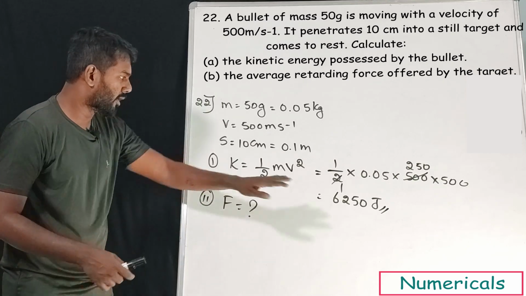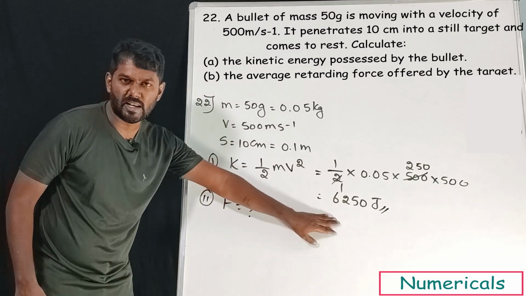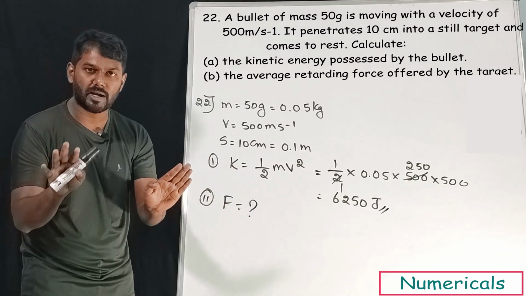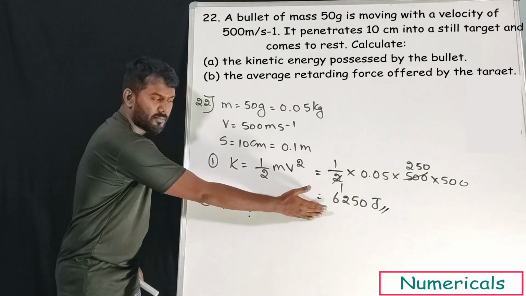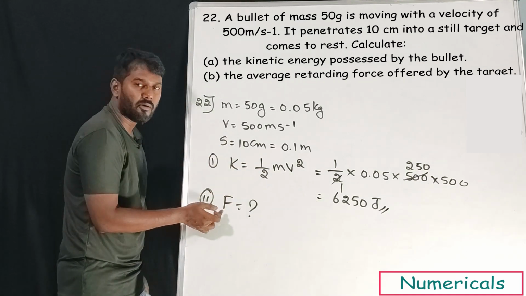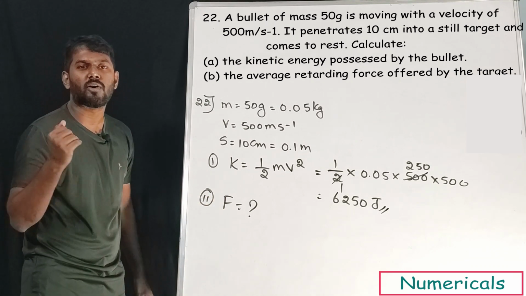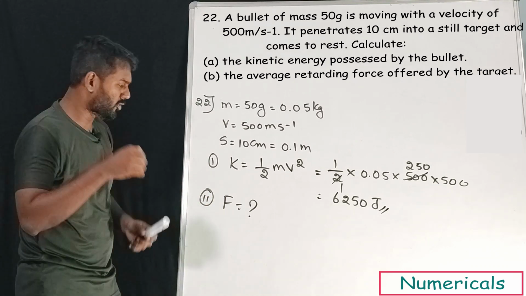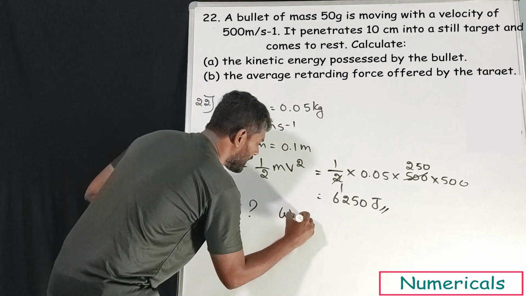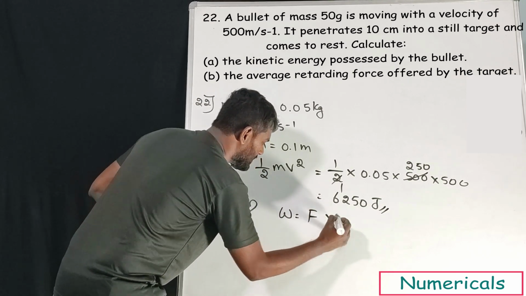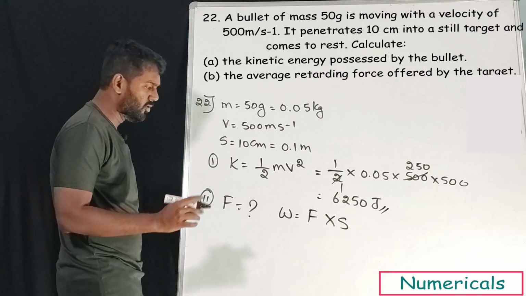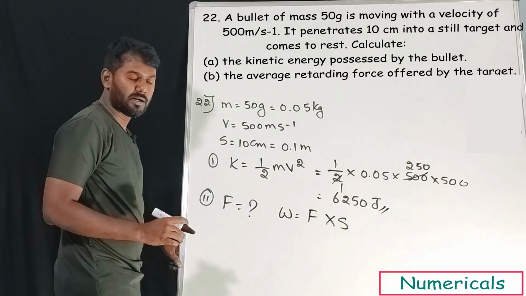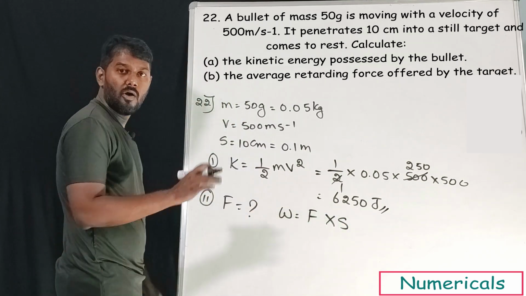Listen, we already know that kinetic energy is nothing but work done, correct? We have work done and we have displacement; we have to find force. What is the work done formula? W is equal to F into S. So work done is equal to F into S. We have the work done value, that is nothing but the kinetic energy value, and we also have displacement. It is easy to find force.